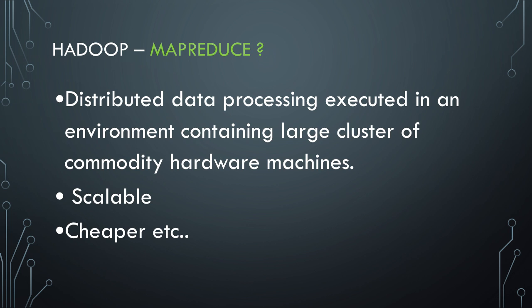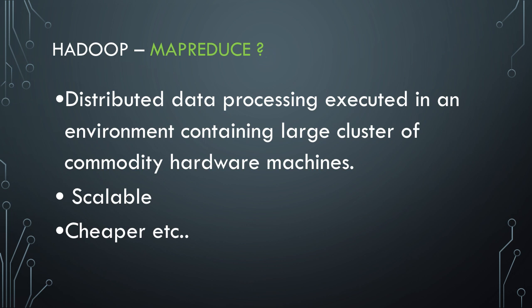So before we get there, in Hadoop, what is MapReduce? MapReduce is a distributed data processing executed in an environment containing a large number of commodity hardware cluster machines. So it is scalable, it is cheaper, and it is easy to do large data processing in simple MapReduce algorithms.